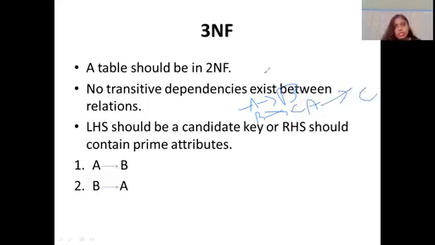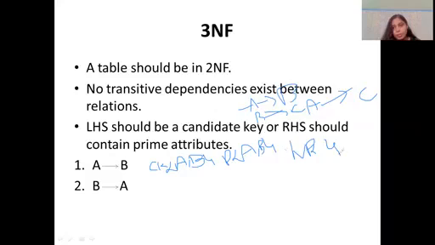Then how do we check whether this transitive rule exists between relations or not? It can be found using this rule: LHS should be a candidate key. We know what a candidate key is. Since this is the same example, my candidate key will be A and B, which is already specified in the question. This is found using the closure method. My prime attributes also are A and B, as we found in the previous example. So my non-prime attributes will be null. I don't have any other attributes in the FDs.